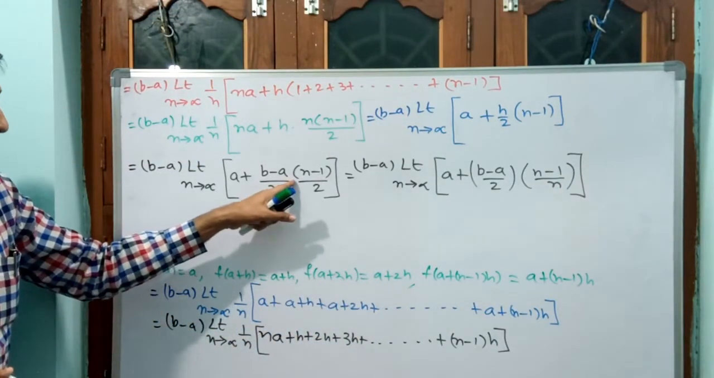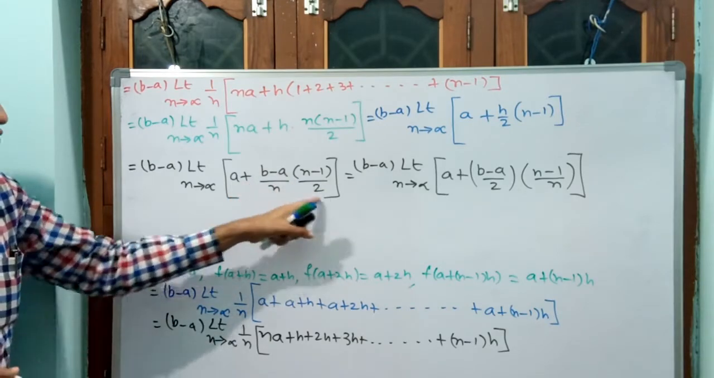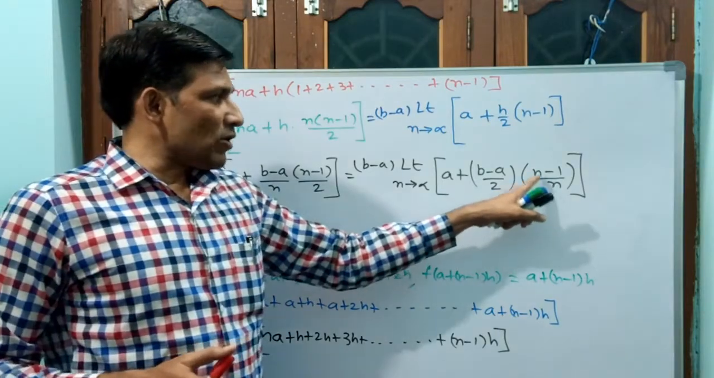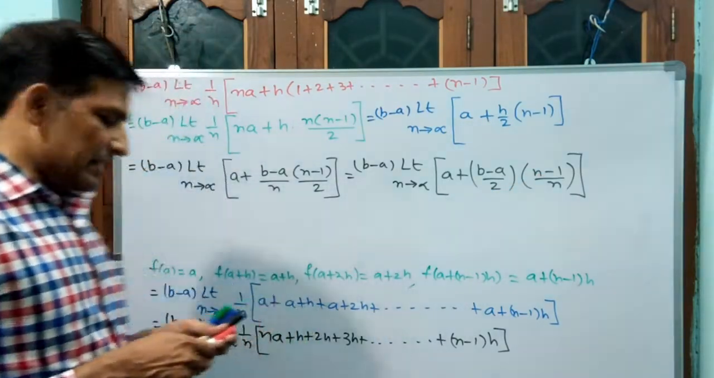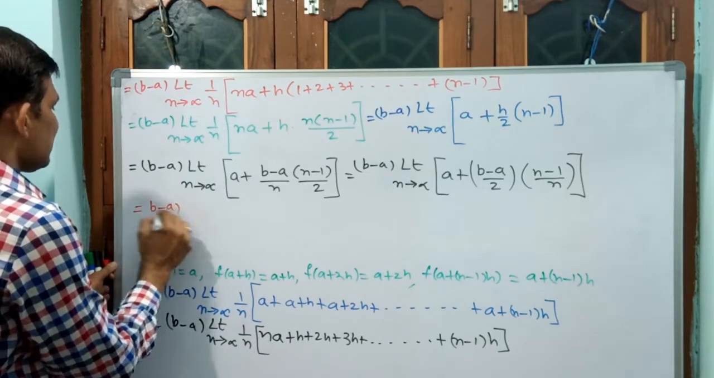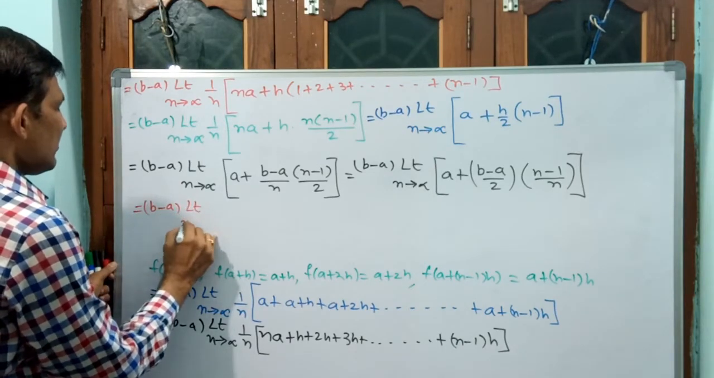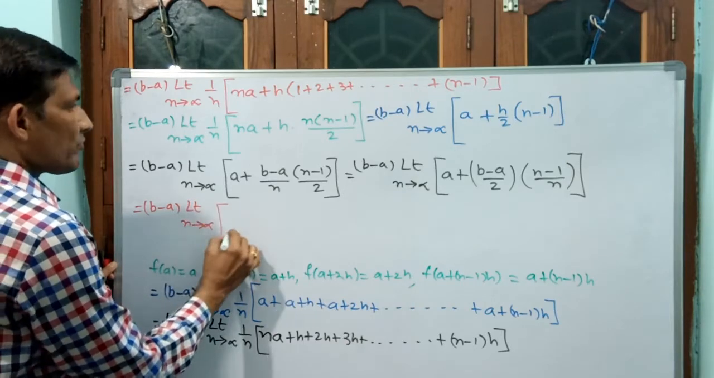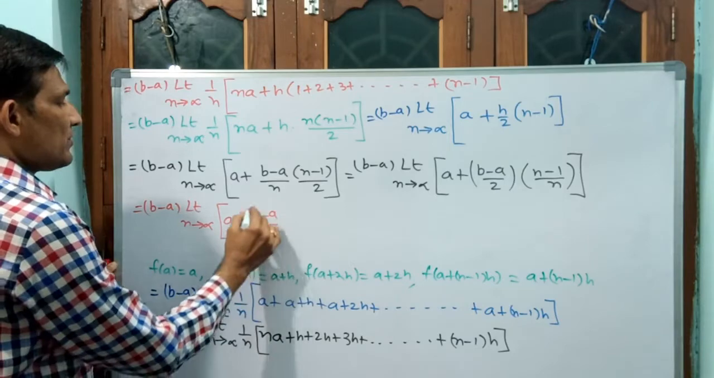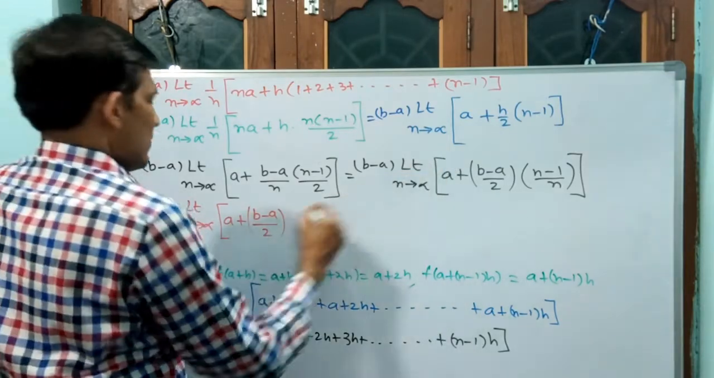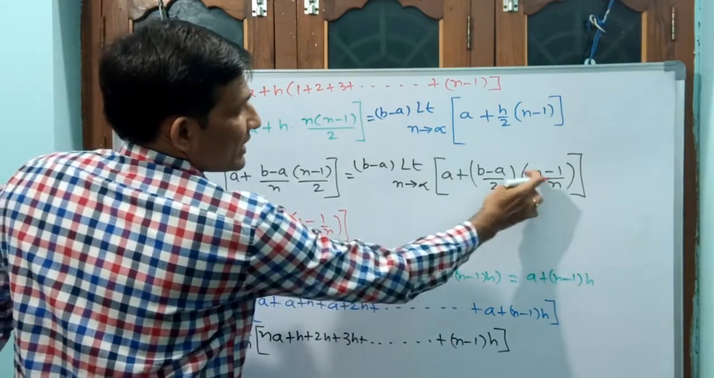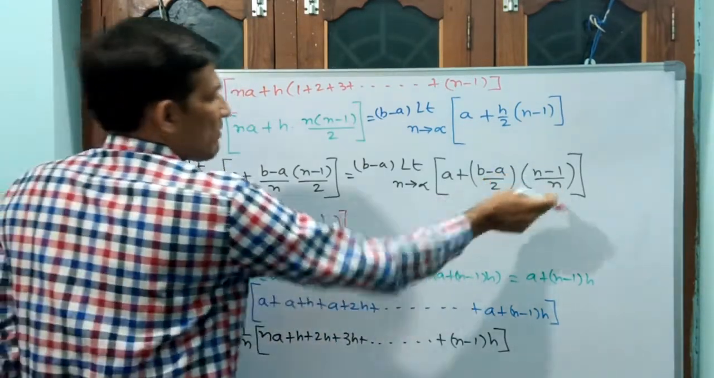Because here a multiplication is there, you can send it here also, because this is 2n. If it goes to the denominator of n minus 1, automatically it becomes n by n minus 1 by n. That is only what you require. You write down: that is equal to b minus a into limit n tends to infinity a plus b minus a by 2 into 1 minus 1 by n. Because n by n is 1, and minus 1 by n remains.